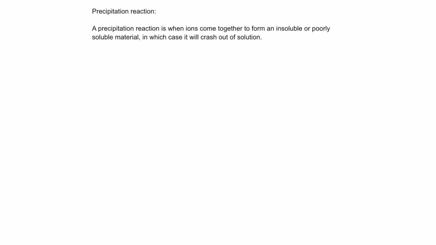A precipitation reaction is when ions come together to form an insoluble or poorly soluble material, in which case it will crash out of solution. A popular example of this is mixing sodium chloride and silver nitrate, which produces sodium nitrate, and silver chloride, which precipitates out of solution. But this can also be extended to include insoluble liquids, insoluble gases, and hydrolysis reactions.